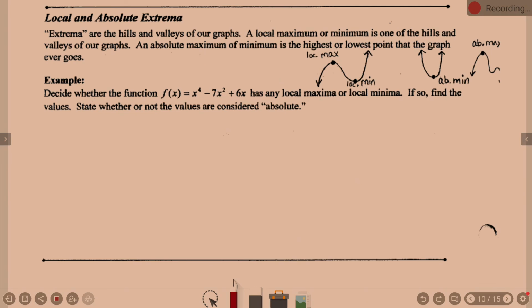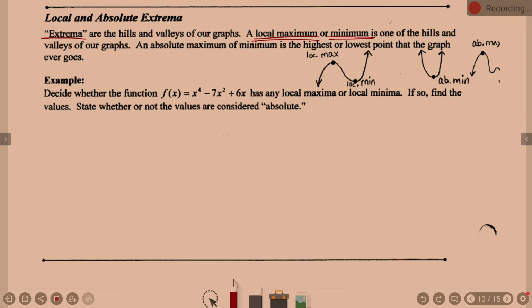Okay, extrema. You're probably not familiar with the word extrema. Extrema are the hills and the valleys of our graphs. Here's what you need to know. They are maximums or minimums. You know what a maximum or a minimum is, right? Maximum is the highest a graph ever goes. Minimum is the lowest a graph ever goes.